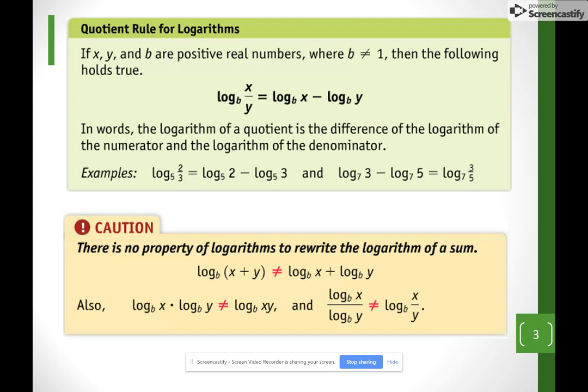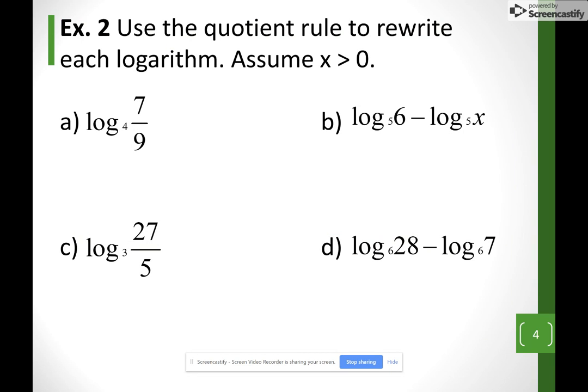Now, another thing that we just saw, that multiplication, we split it as a plus. So division, we're going to split it as a minus. Let me rewrite this as log base 4 of 7 minus log base 4 of 9. Right, I'm going to expand it. Now, example B, I already have it separated as a minus, so I'm going to condense this as log base 5 of 6 over x.